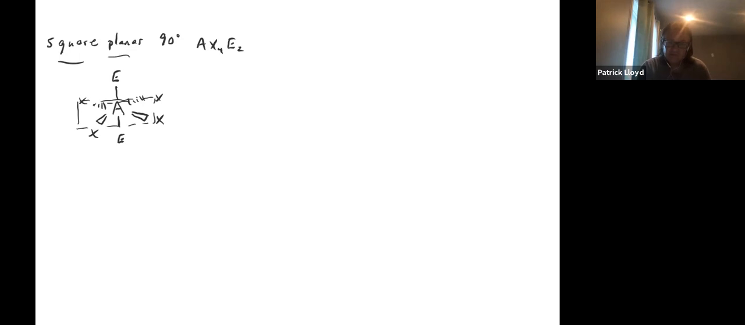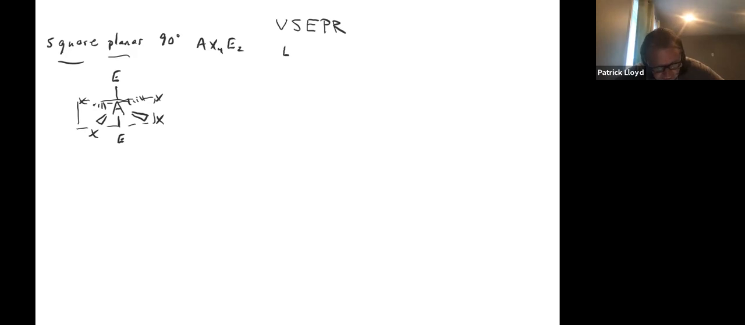Now, before we move on to actually looking at some of these problems, I want to show you what the basis for this theory is. Valence shell electron pair repulsion theory. VS, valence shell, EP, electron pair, R, repulsion. So here's essentially the idea.